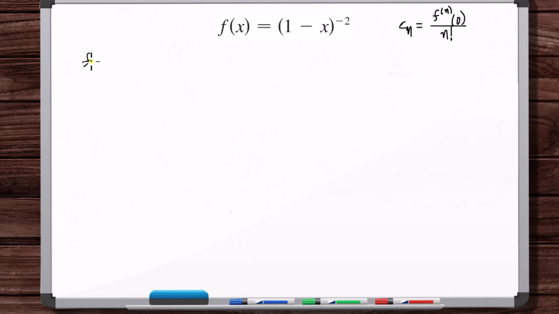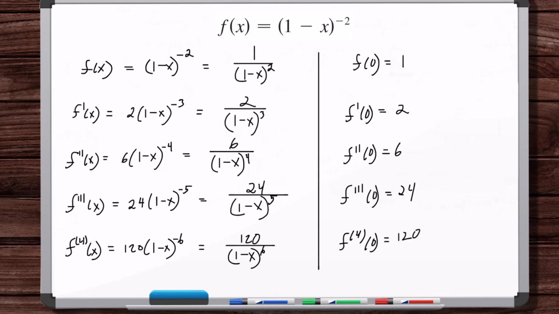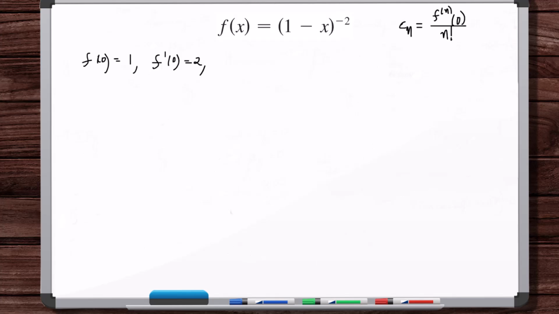Okay, so we had f of 0. So yeah, the 0th derivative is considered the function. So n starts at 0. The 0th derivative, that's the function itself. So that was 1. And then f prime of 0 was 2. Then 6, 24, 120. F double prime, 6.